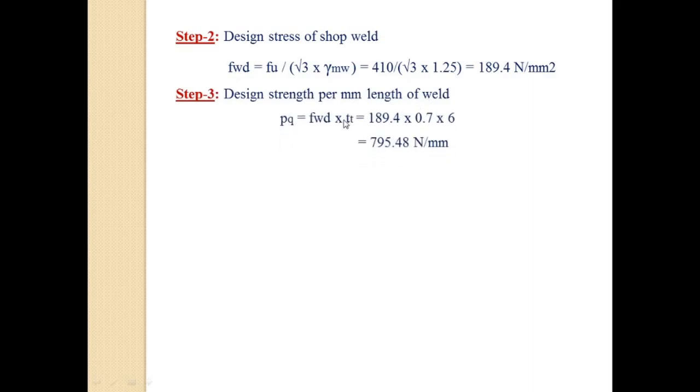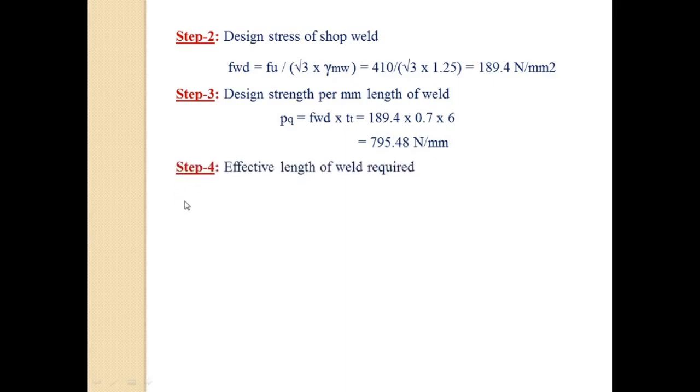The next step is the design strength per mm length of weld. It is calculated by the formula FWD into TT. FWD we have already calculated, 189.4. Throat thickness is 0.7 S, where S is the size of weld, that is 6 mm. So this value is 795.48 Newton per mm.